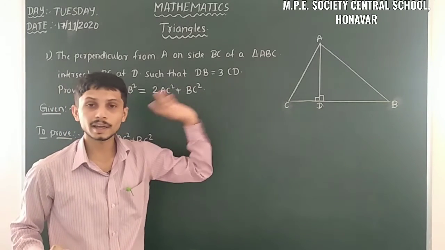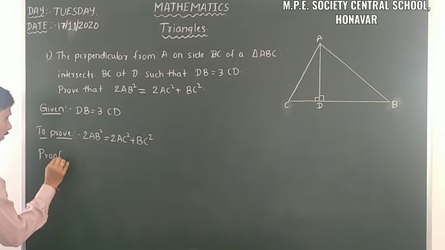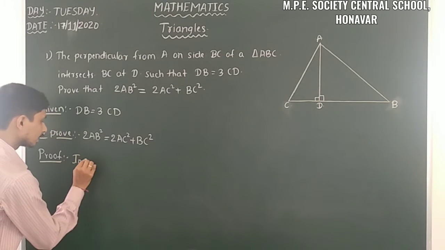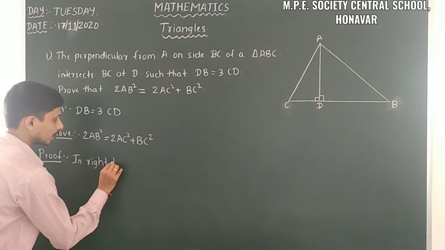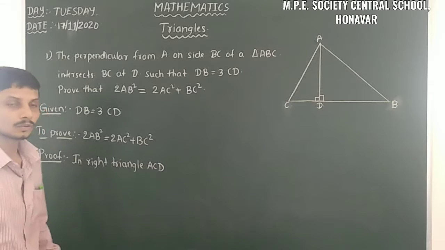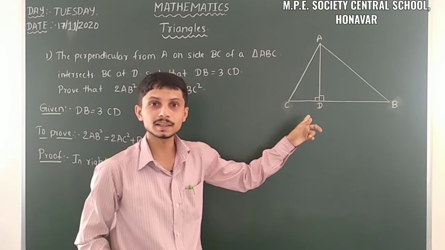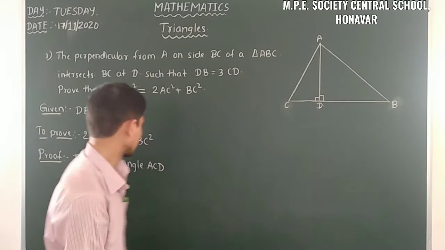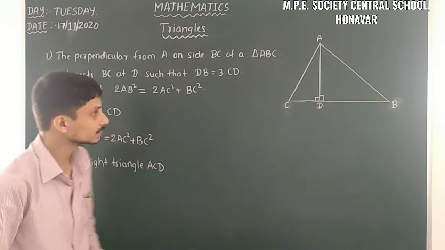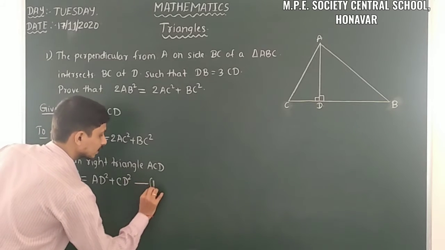Firstly, right angle triangle ACD. Proof: in right triangle ACD, what is the hypotenuse? The side opposite to the right angle, so that is AC. AC square is equal to AD square plus CD square. I will take this as equation number 1.